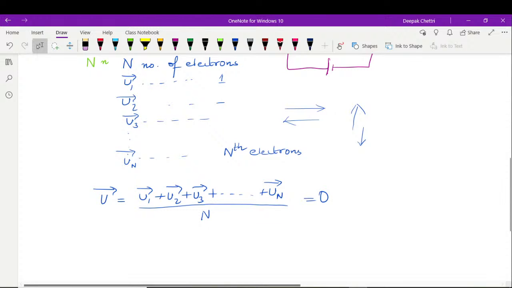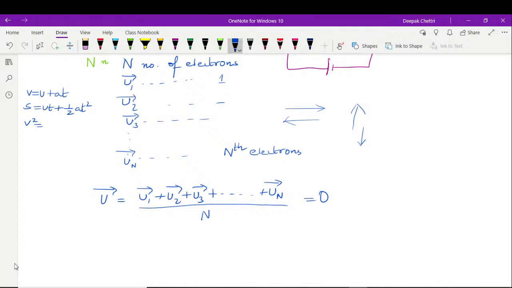Okay, now why I wrote u here: if you remember, in class 11 we did it, and before that in class 9, the three equations of motion. v is equal to u plus at, s is equal to ut plus half at square, and the last one, v square is equal to u square plus 2as. Do you remember this? I hope you remember. These are the equations of motion.